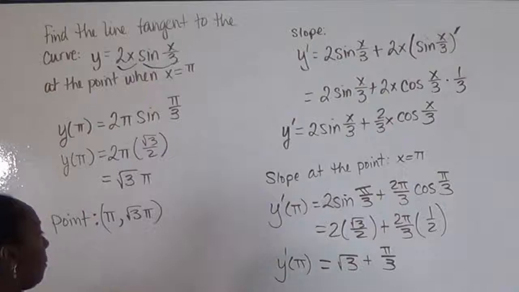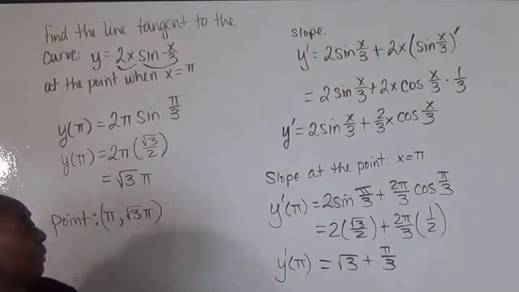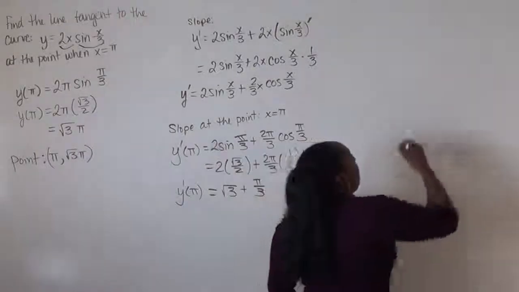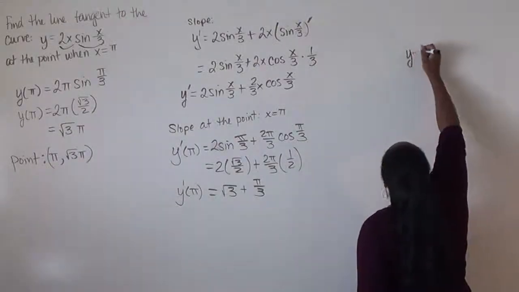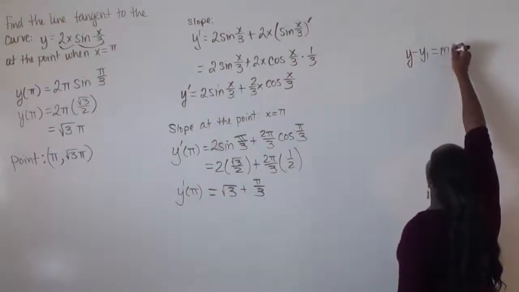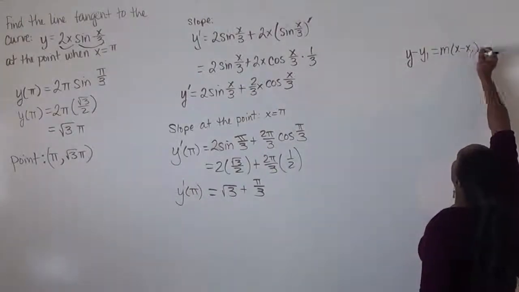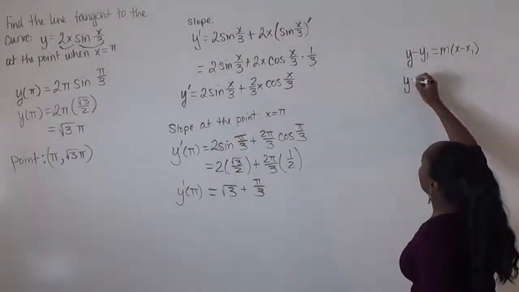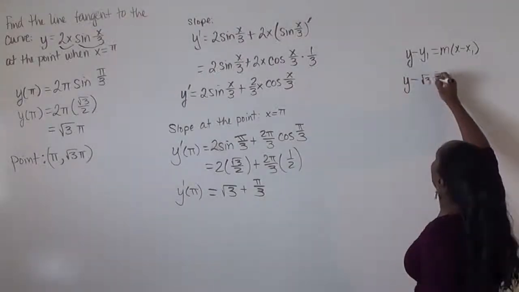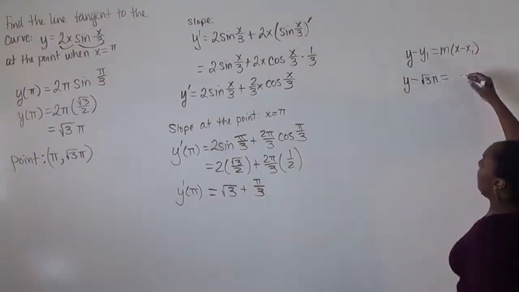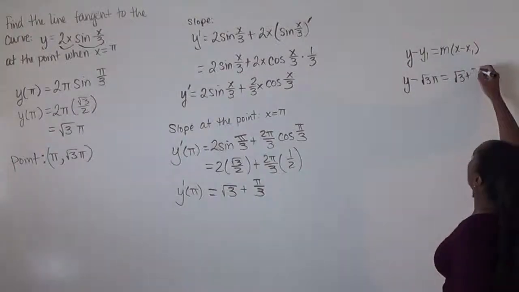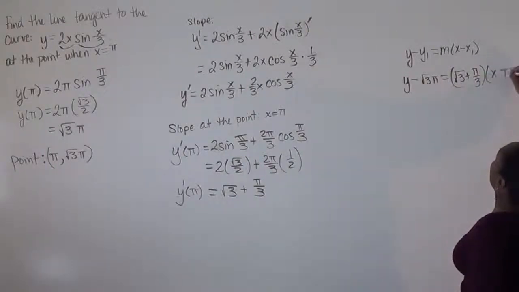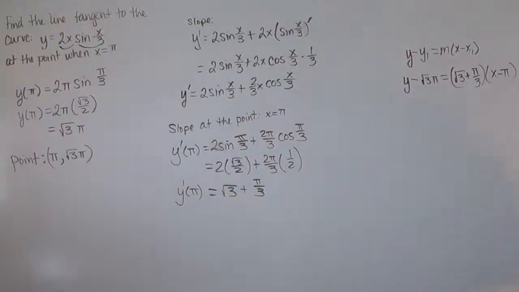Okay. So now that we have our point and our slope, we can plug in to get our equation of the line. So remember here, we'll use our point slope form. So y minus y1 will equal m times x minus x1. Plugging in, our y1 is root 3 pi. Our slope is root 3 plus pi over 3. X minus our x value, which is pi.